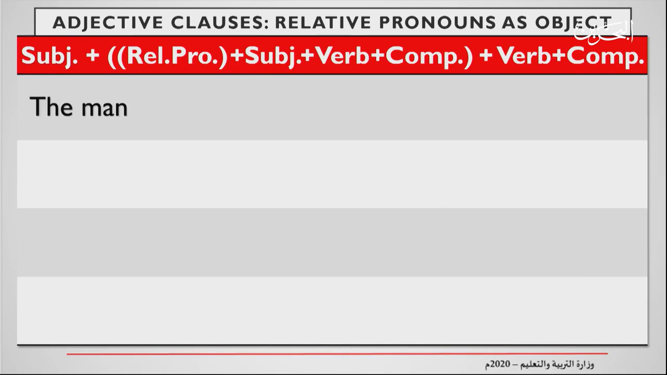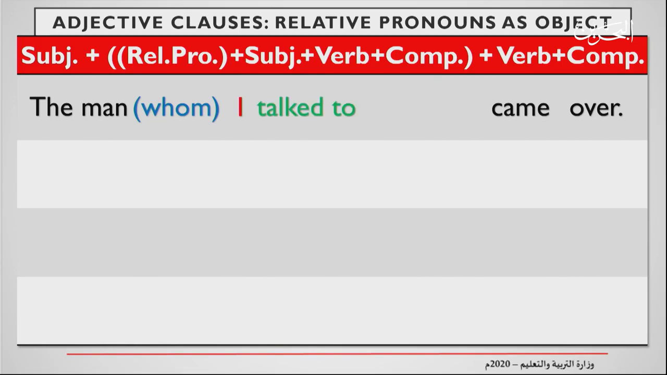So we start with the same examples as before. The man came over. The same sentence. Now I'm going to introduce the adjective clause but as an object. I say whom. Do you notice that I use the pronoun as an object? The man whom I have to use a subject here. For example, I say the man whom I talked to. I talked to the man. The man is the object here. The man whom I talked to before came over.